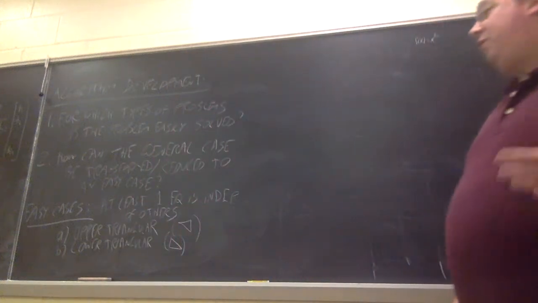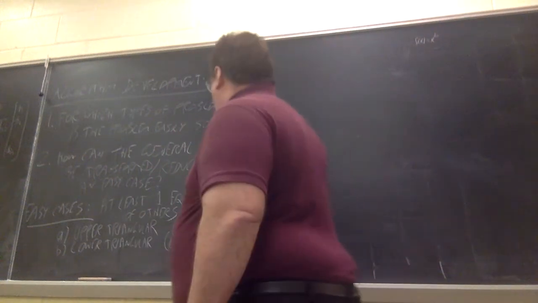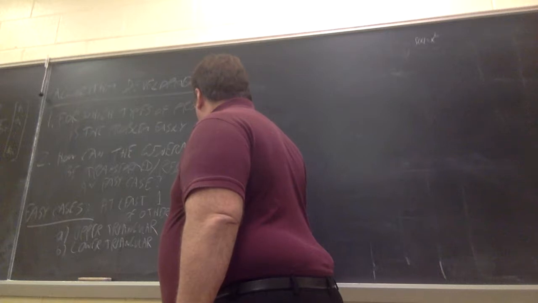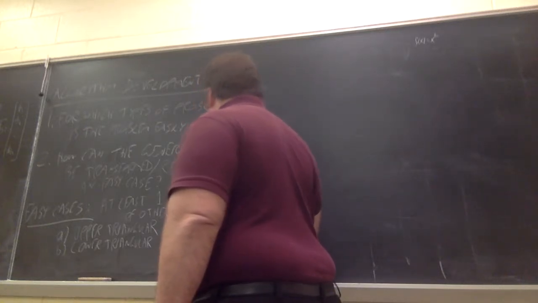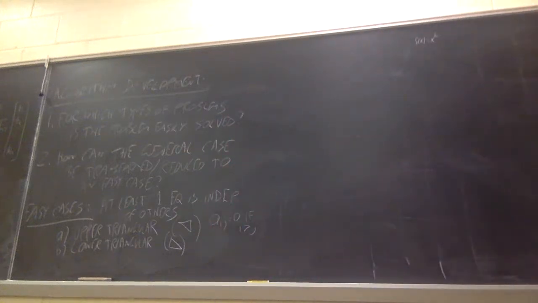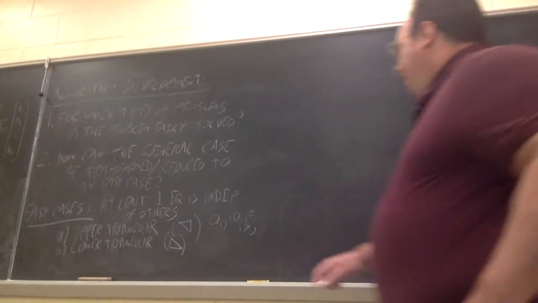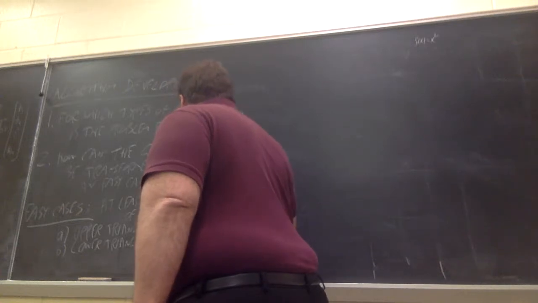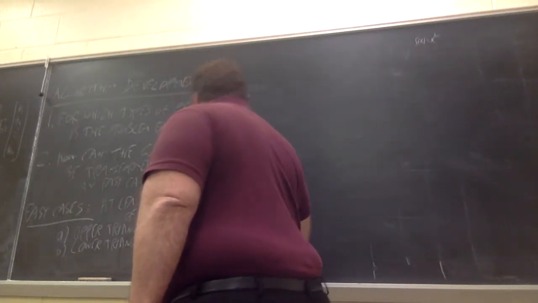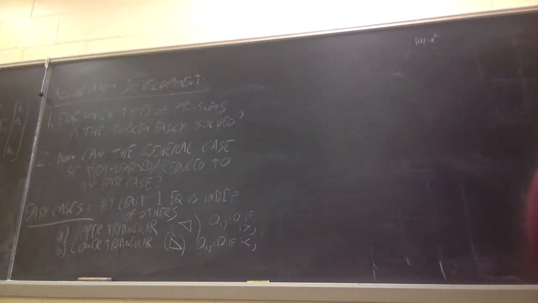Now, I should give formal definitions of these. Upper triangular means Aij equals 0 if i is strictly greater than j. So the row index is greater than the column index. So all those entries below the main diagonal are 0. Lower triangular is the opposite. Aij is 0 if i is strictly less than j.